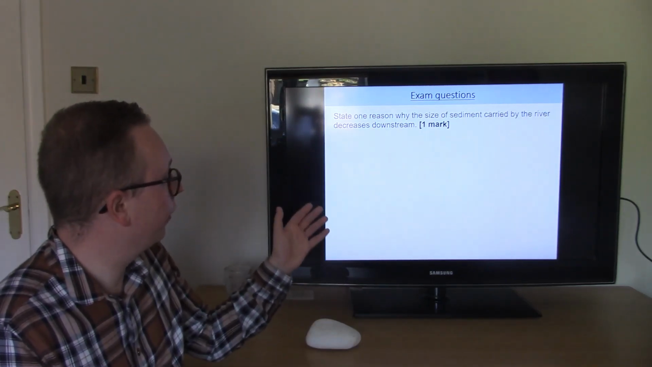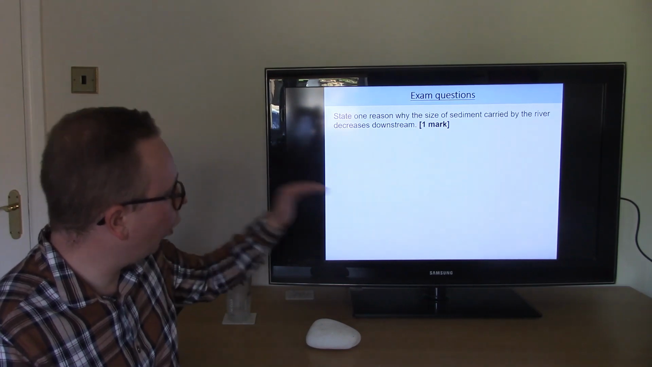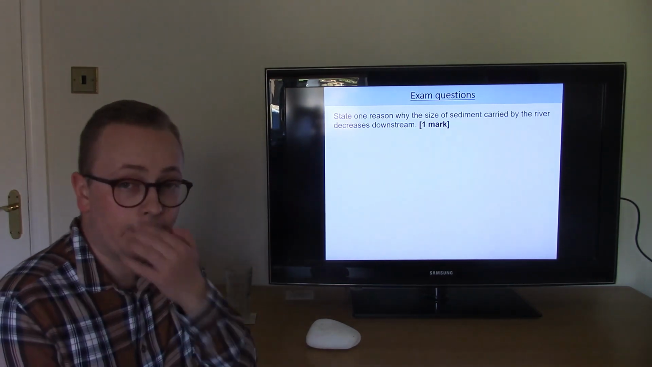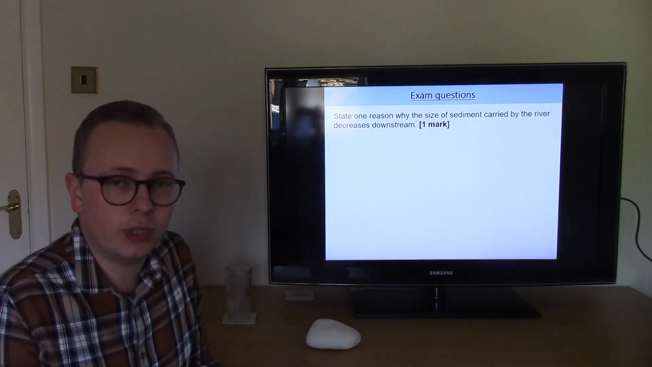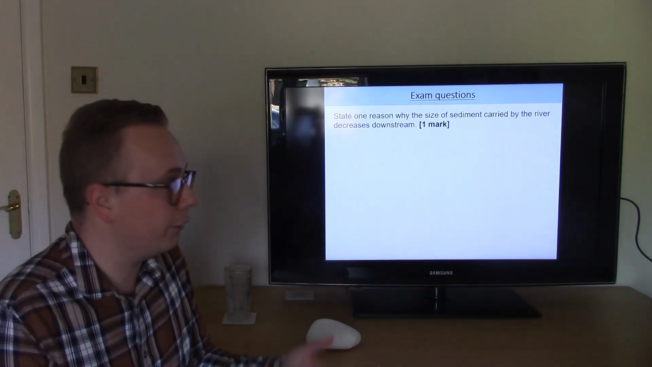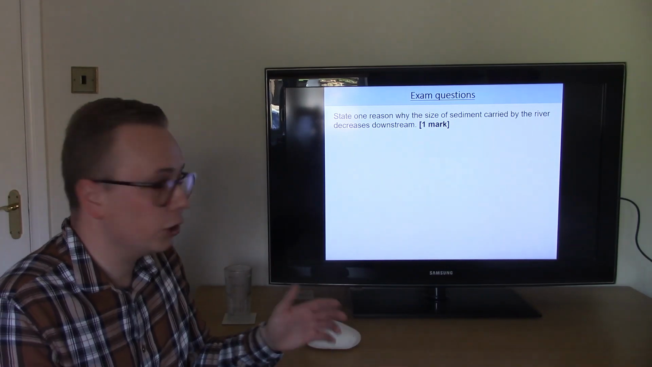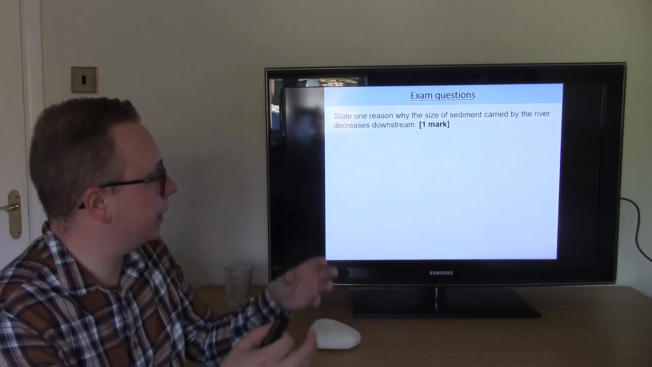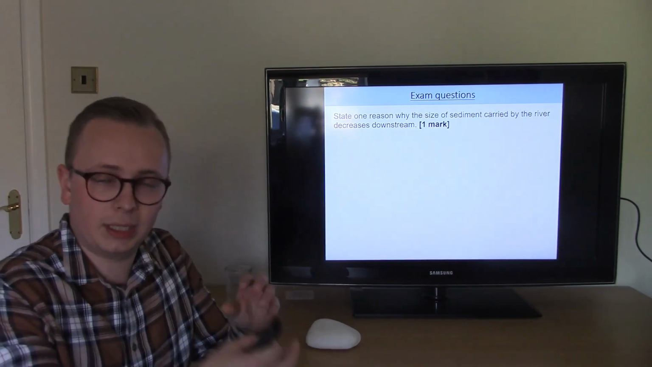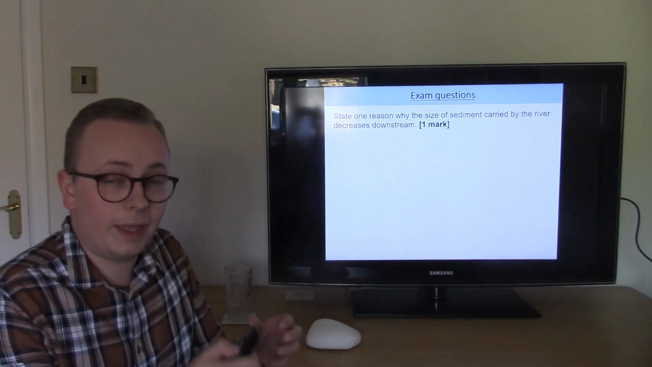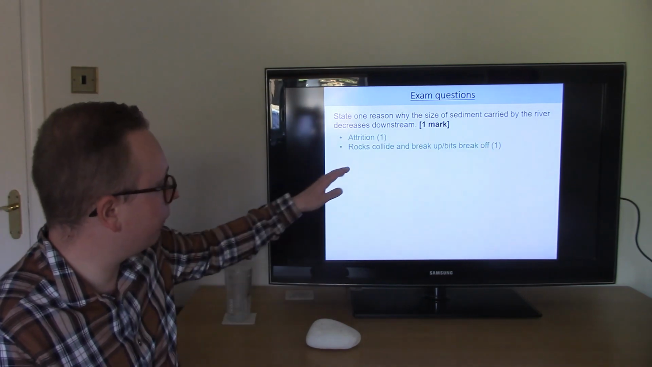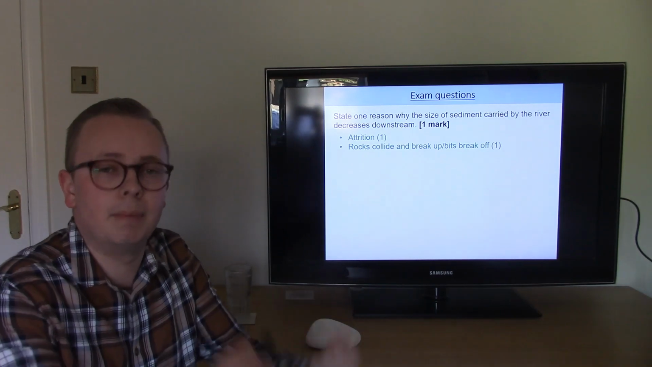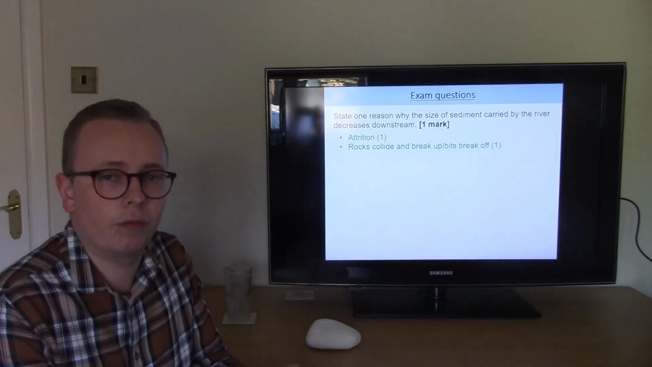And here's one. So it's a one marker, it says state one reason why the size of sediment carried by the river decreases downstream. Now it's a one marker, again, we don't need full sentences here, it's a state question, and in fact actually we could pick up a mark just for stating a specific process. So the reason why sediment gets smaller downstream is because it's been colliding with material. That's the process of attrition. So you could pick up a mark for saying attrition, a mark for describing that process, rocks colliding, bits of material breaking off in the water column.